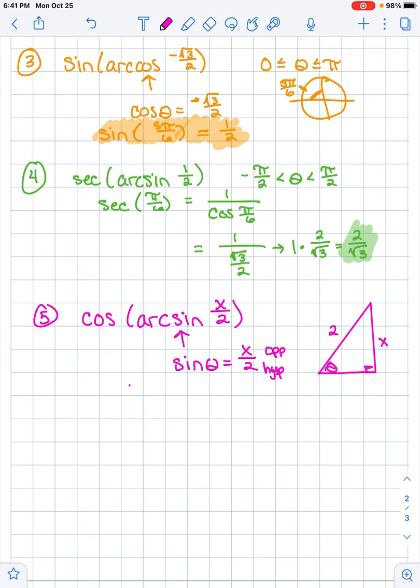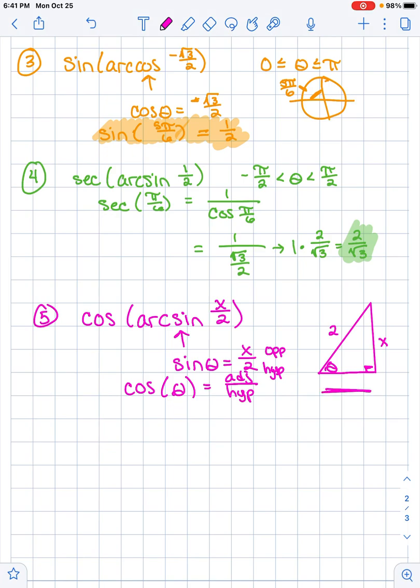Well, the question is asking, what is the cosine of this angle? Like, what is the cosine of this triangle that has the opposite side of x and the hypotenuse of 2? Well, I know that cosine is adjacent over hypotenuse, so I get to do a little bit of work here to find this adjacent side.